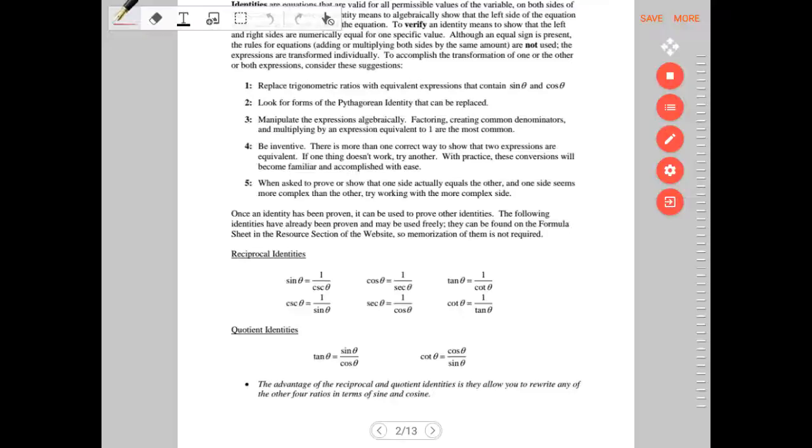You might have to be inventive or creative. There's more than one way to show that two expressions are the same. If one thing doesn't work, try something else. With practice, these conversions will become familiar and accomplished with ease. When asked to prove or show that one side actually equals the other, and one side seems more complex, try working with the side that's more complex.